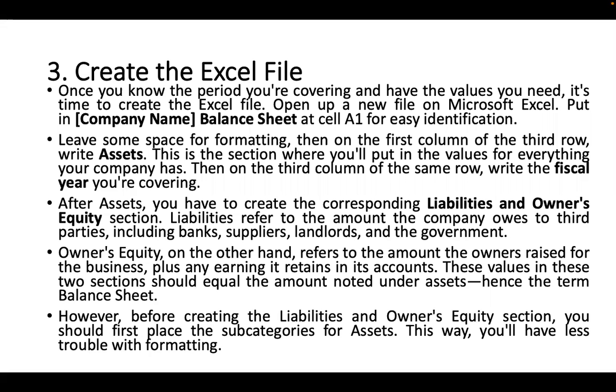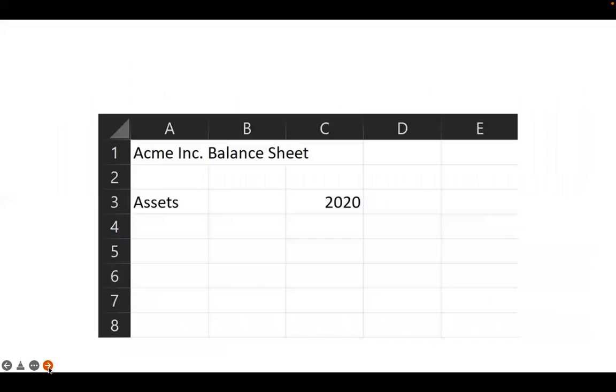A new window will open. Put in the company name, and then write balance sheet in cell 1 for easy identification. Like this, I'll just show you. So this is the company name, SE-IL-FIN Incorporation's balance sheet. You can name it anything, like Kotak Mahindra or Bajaj Financial Services balance sheet. So in the first line, A1, you will write the name of the company and the balance sheet.